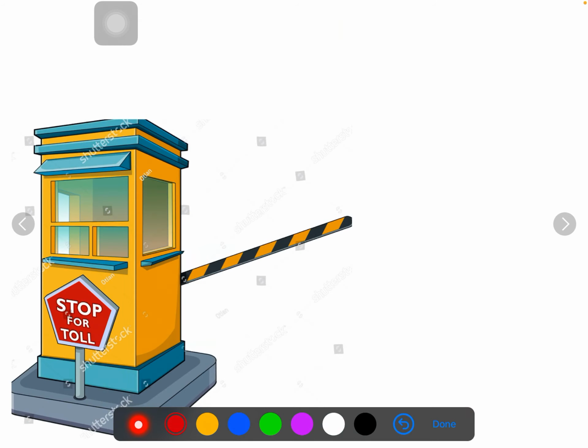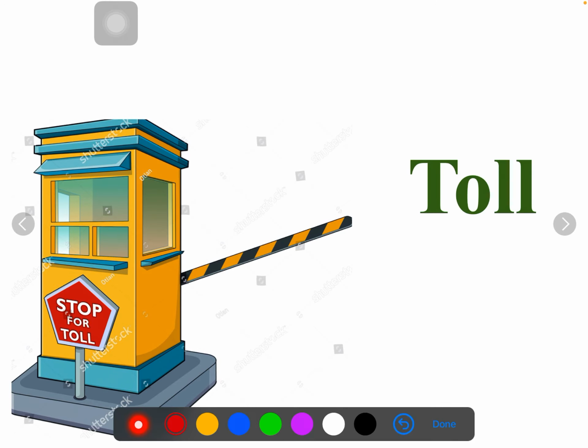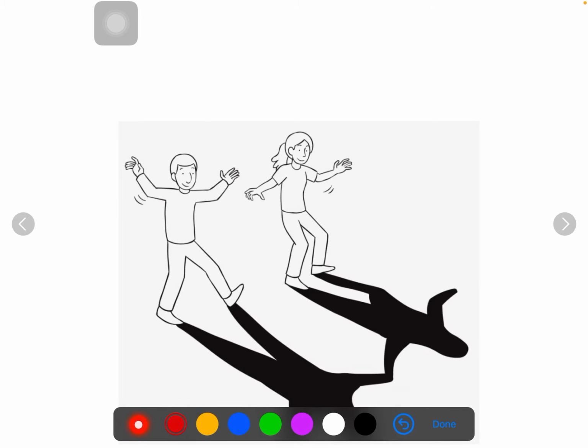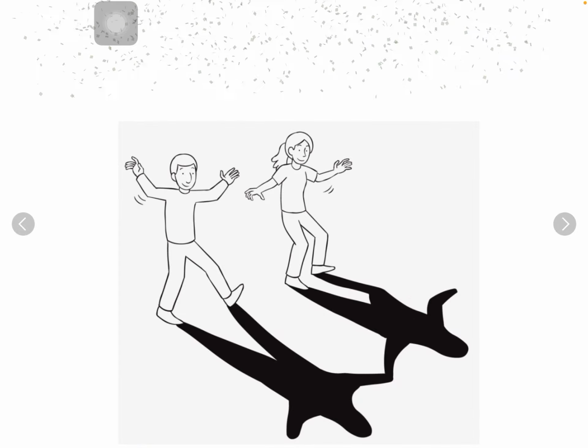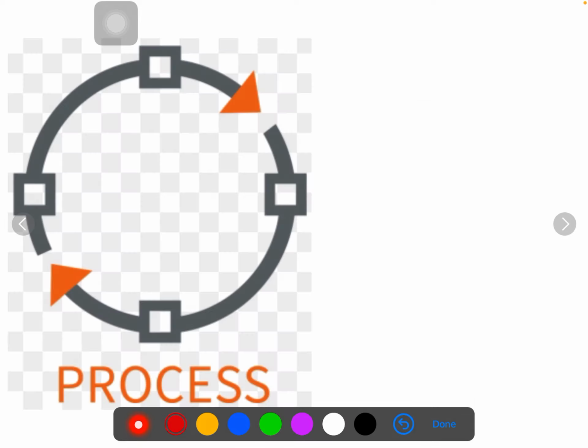And you know this machine for stopping the cars? What do we call this? Toll, toll, long O. And you see this? What do we call this, girls? To see your what? Your shadow, shadow. So here we have O-W, pronounce it as long O.